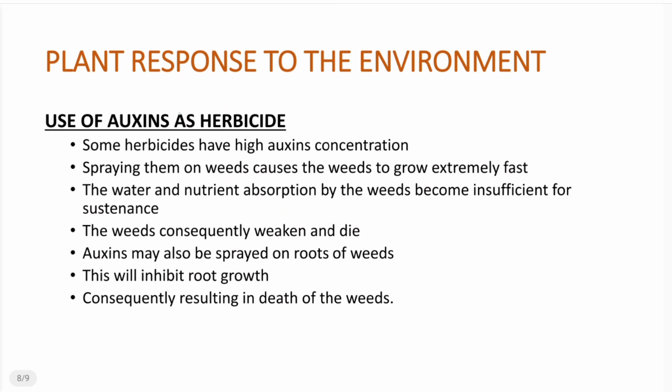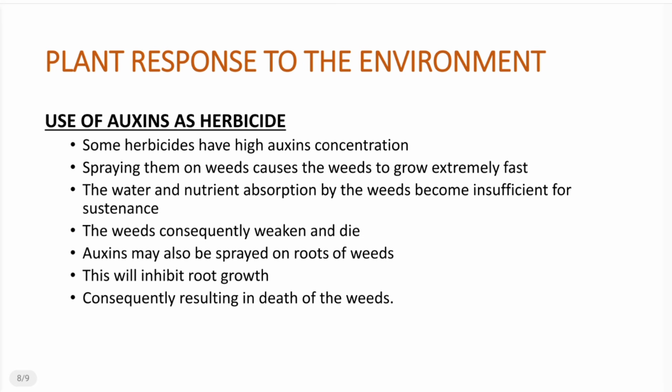Now, let's look at the use of auxins as herbicides. Now, herbicides are simply chemicals that are used to kill weeds. These are plants that are not necessarily needed, right? So we call them herbicides. These are chemicals that are used to kill those plants, right?